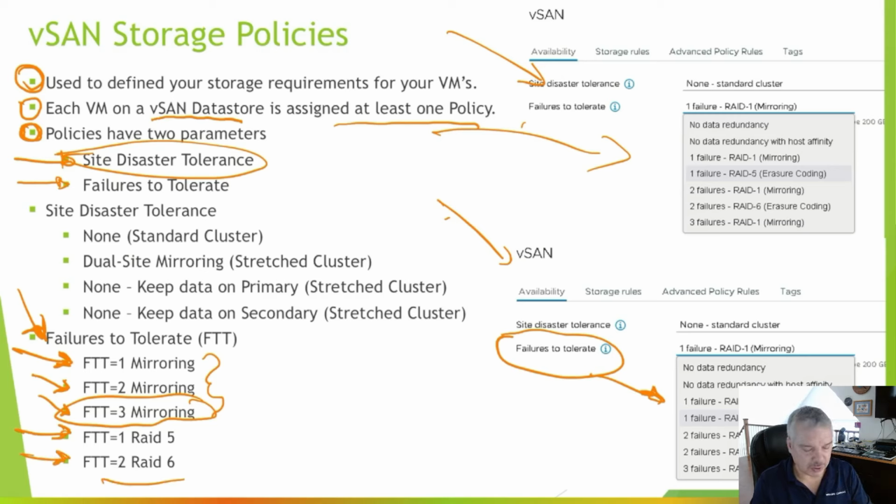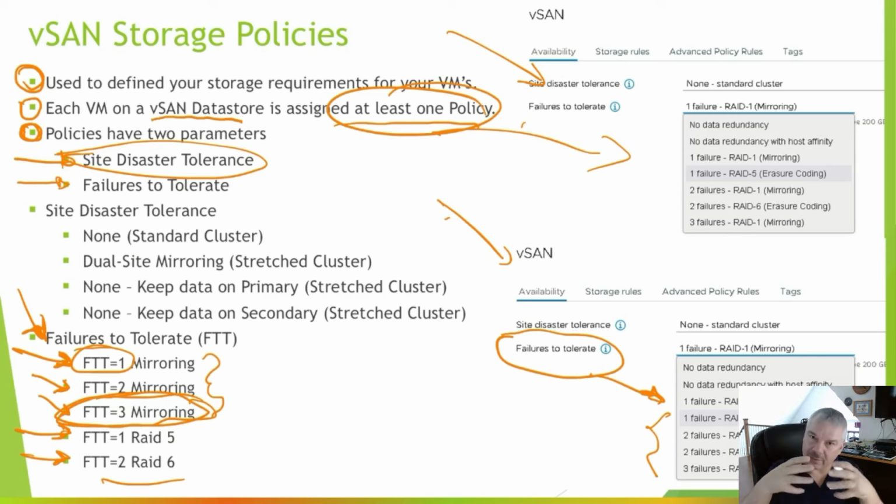So again, you set up these policies and you assign these policies to your VMs. You need at least 1 policy assigned to your VM on a vSAN data store, but you can actually have multiple different policies. I can have multiple disks on a VM. Maybe for the boot disk, I want to do a failure to tolerate of 1. Maybe for the data disk, I'm really paranoid, I'll do failure to tolerate of 3 or something like that, okay? So you have that as an option if you want to do that.